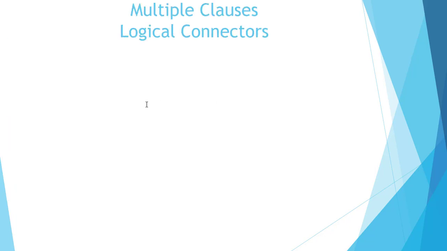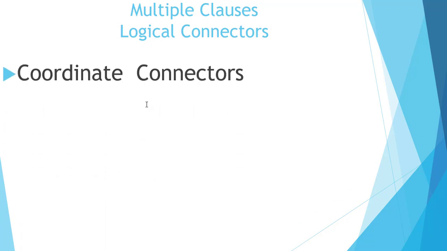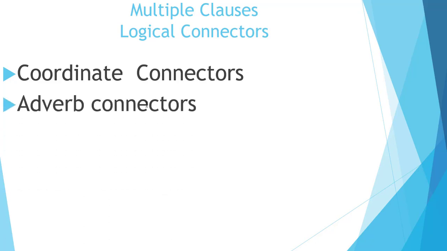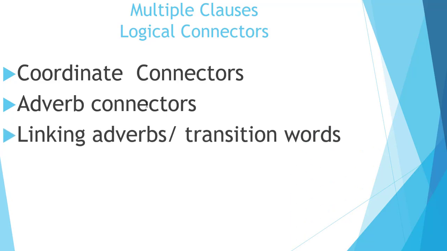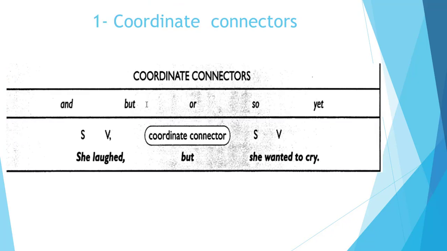Okay, so what do we do if we need to add another subject or another verb? We simply use logical connectors. And this is what we're going to talk about today, logical connectors. There are three types of logical connectors that we are going to cover in this brief presentation: coordinate connectors, adverb connectors, or linking adverbs or transition words. And we will talk about every one in detail. The first one is coordinate connectors, as you can see here: and, but, or, so, yet, and there is also for. I don't know why it's not mentioned here, but for also.